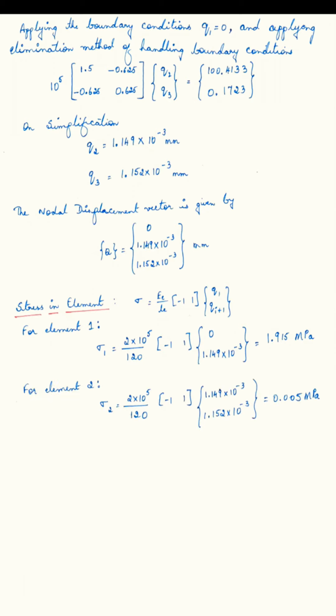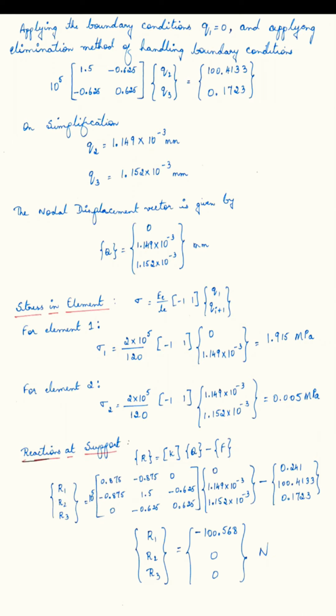Now for element 2, sigma 2 is given by 2 into 10 to the power of 5 divided by 120, minus 1 and 1. Q2 is 1.149 into 10 power minus 3. Q2 plus 1, which is Q3, displacement at node 3 is 1.152 into 10 power minus 3, which will result in 0.005 megapascal. So once you have calculated the stresses, we can calculate the reactions at support by the formula R equals K into Q minus F, where K is the global stiffness matrix, Q is the global displacement vector that we have calculated now.